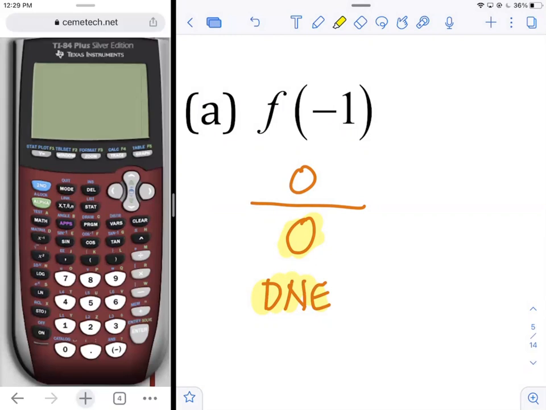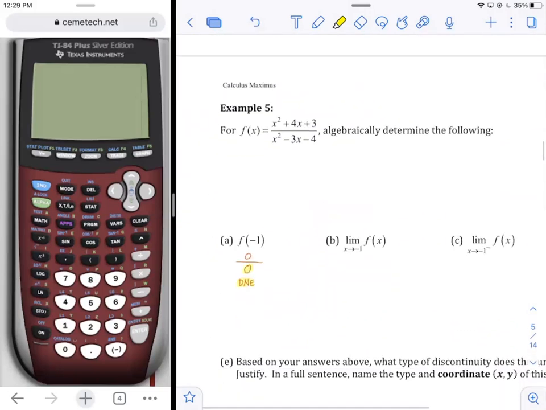A hole. So does the general limit exist for this function at -1? Yes. Does the limit from the left exist at -1? Yeah. Does the limit from the right exist at -1? Yeah. Function value doesn't. Okay. The roads are pointing at each other. Good.